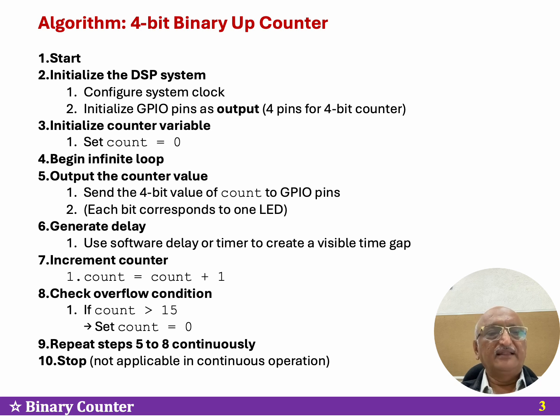Increment the counter by 1. Check the overflow condition, that is, if count is greater than 15, set count equal to 0. Repeat steps 5 to 8 continuously and stop.